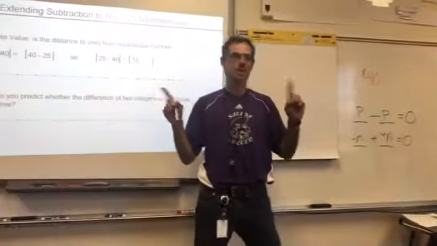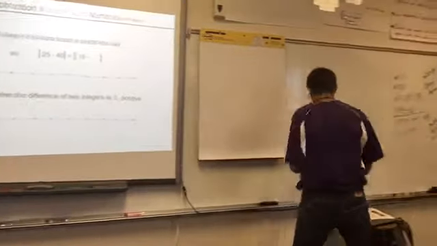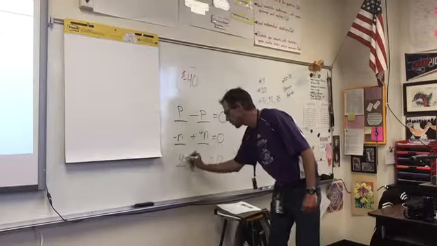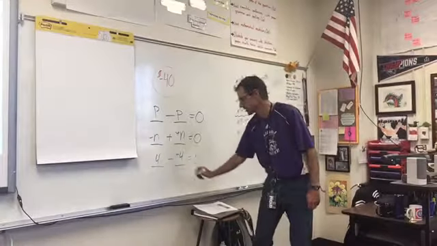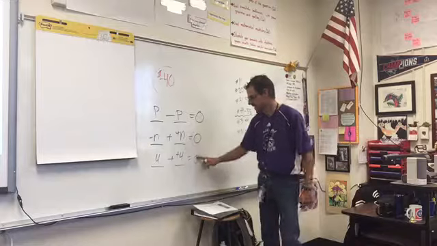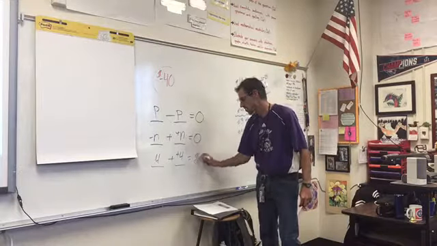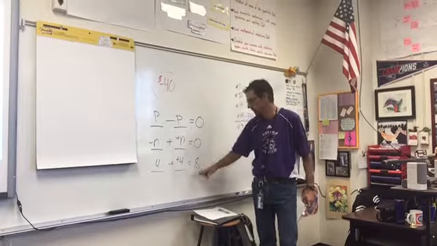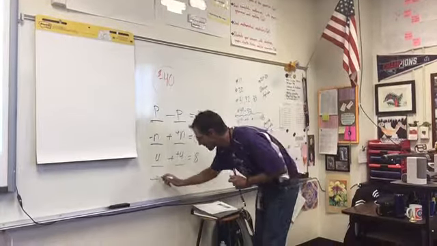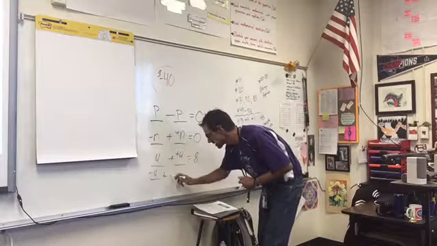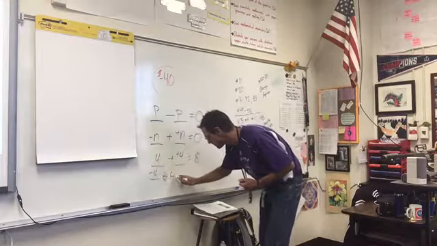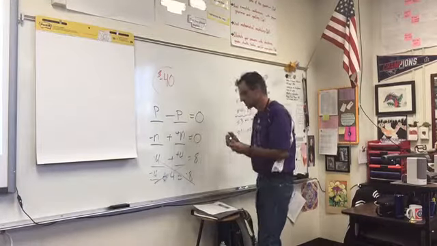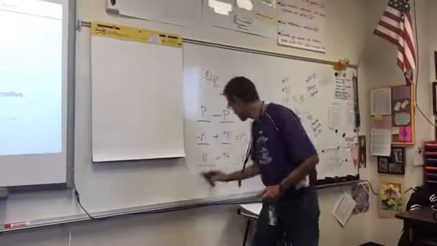So opposites don't make 0 here. Right? Because if I go and do opposites, if I go 4 minus negative 4, look what happens. That doesn't equal 0. That equals 8. And if I do it the other way, what do you think my answer would be? Negative 8. Right? Negative 4 minus 4 equals negative 8.